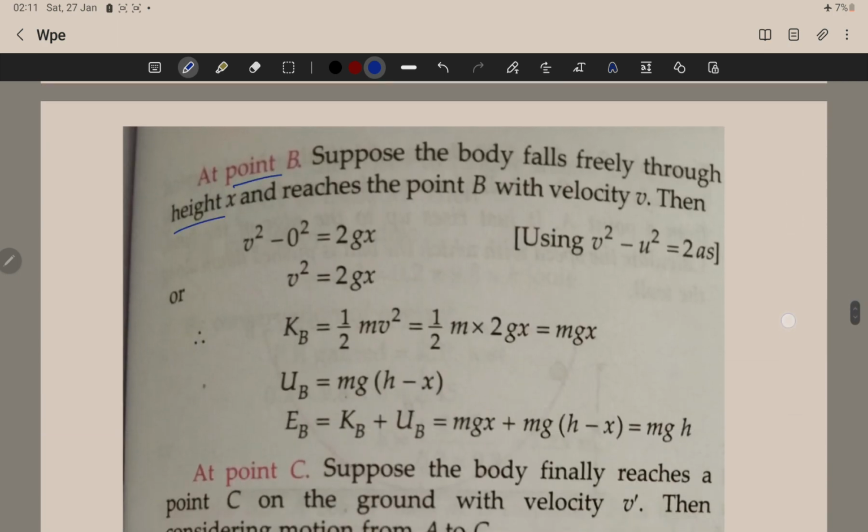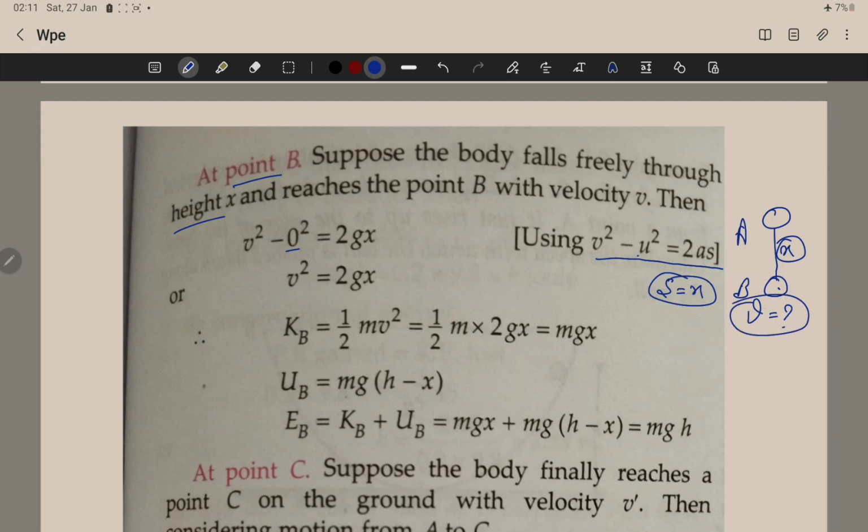Okay, so let's analyze point B. For a freely falling body, we can use the equation of motion v square minus u square is equal to 2as. Initially the velocity is 0. We want to find the velocity at s equals x, because the body covers the height x from A to B, and to find the kinetic energy it is important to know the velocity. So we put the initial velocity 0, and from here we find v square is equal to 2gx.